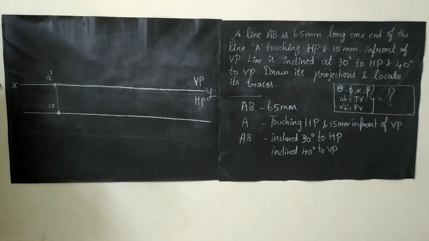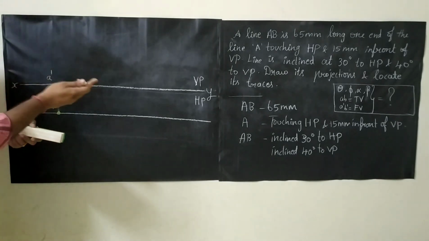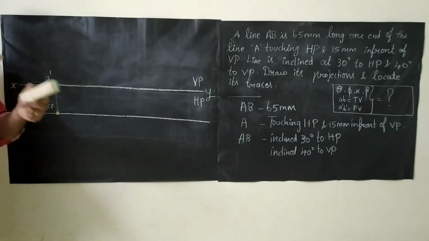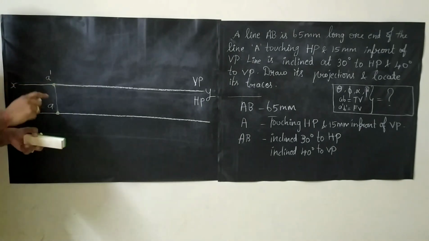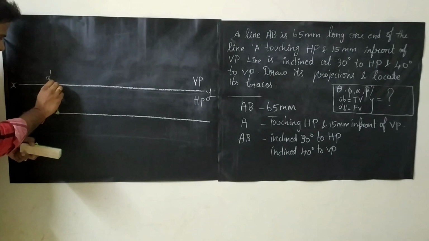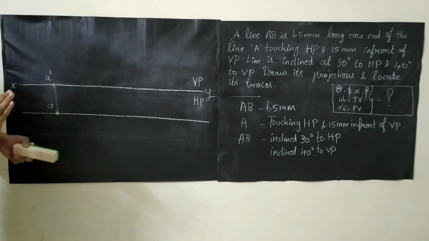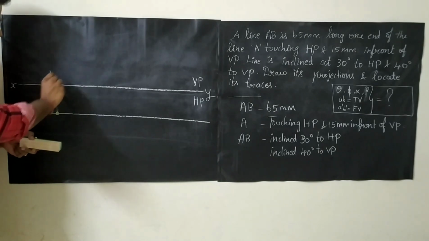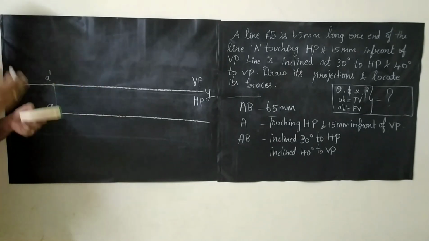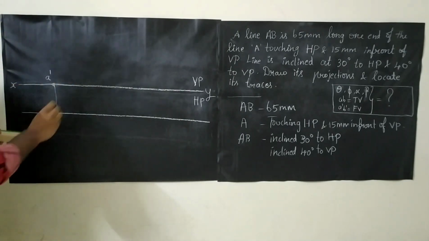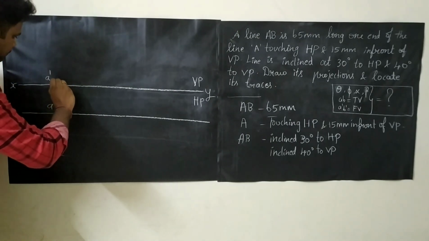So take your scale and measure 65 mm. And before that, we need to mark the angle, right? So take your protractor and keep your protractor at A dash point. Mark an angle for 30 degrees and draw a line to a certain distance. See to it that the length of the line is 65 mm. So approximately you will be getting like this.